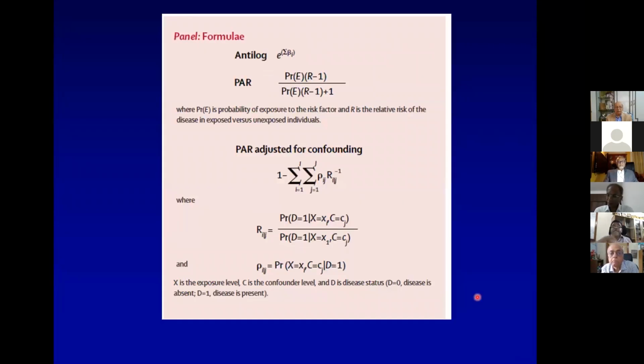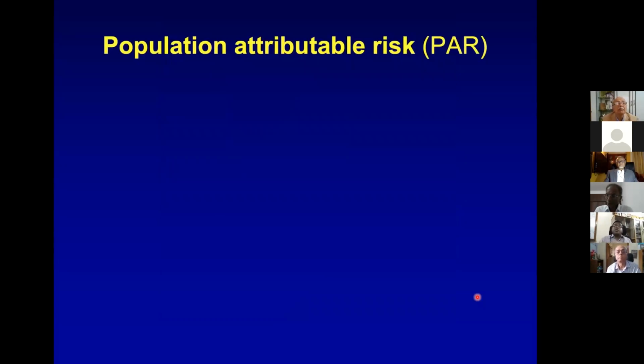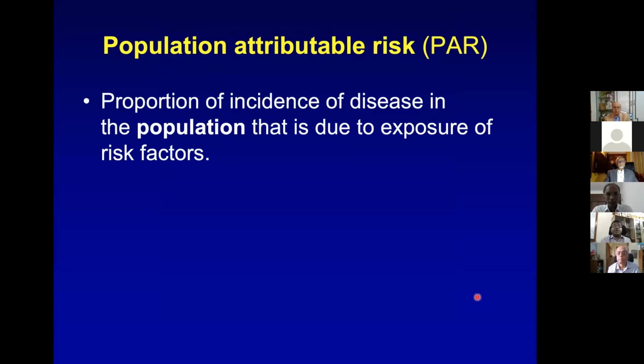So for those of you interested, this is the statistics which I will skip through, and this is given in the paper. And for those of you interested in finding out how exactly they calculated this, it's actually explained nicely if you want to read that. So with that illustration of this very famous paper that many of us were involved in, let's come to the definition, right? Population attributable risk is the proportion of incidence of disease in the population that is due to the exposure of the risk factors that we measured in that population.